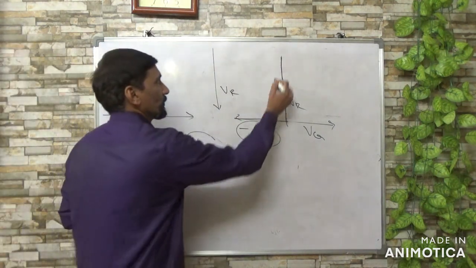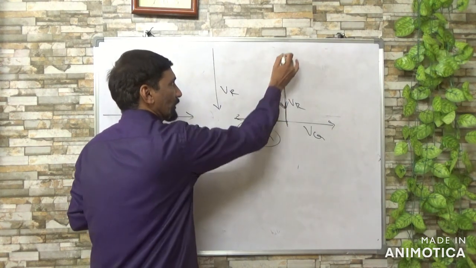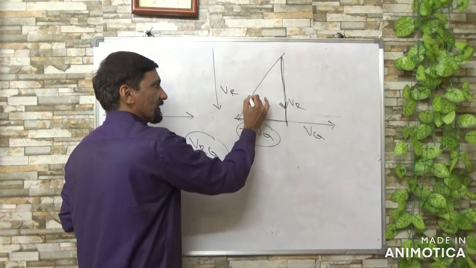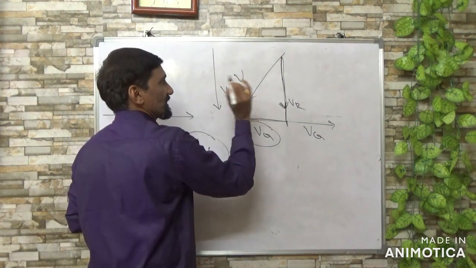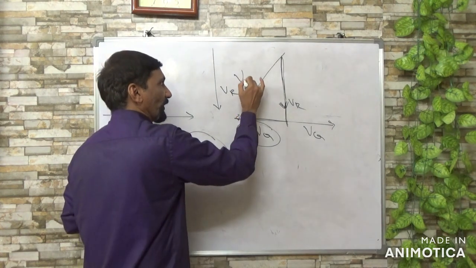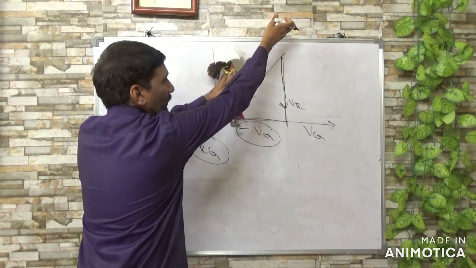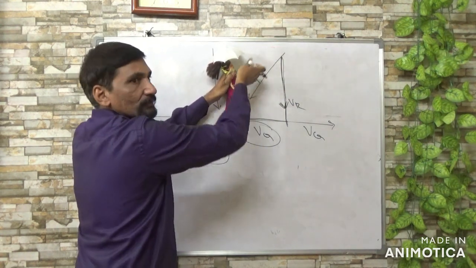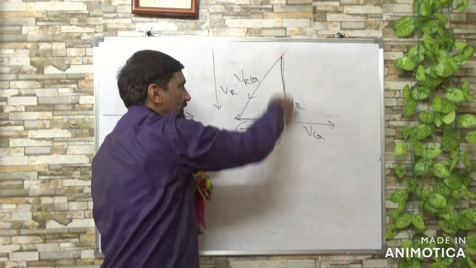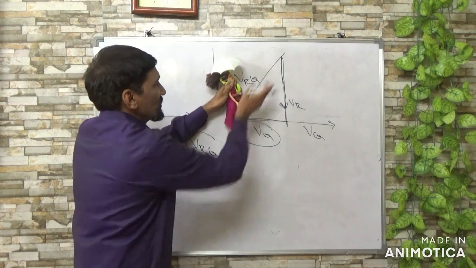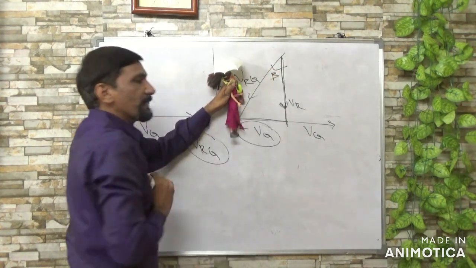You know the head of the first vector is added to the tail of the second one. Then the closing side, taken in reverse order, will give us the resultant. So that is the velocity of rain with respect to girl. So she finds rain falling over her at this angle. She is moving with VG speed, whereas rain is falling vertically down, but she feels that it is falling at some angle, say beta.